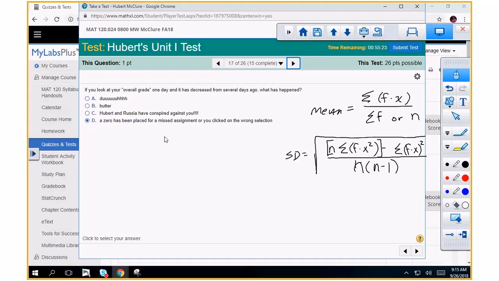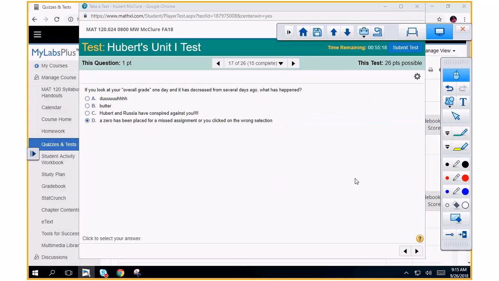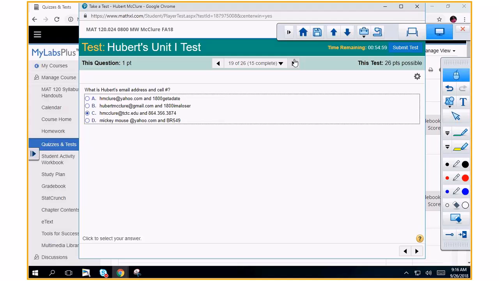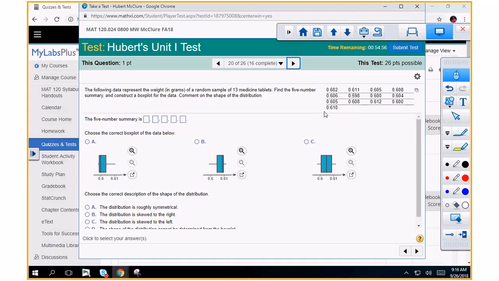If you look at your overall grade one day, and it has decreased from several days ago, I will take C, but the answer is D. In your grade book, to find a grade after all the grade assignments, you hit overall grade. That's pretty much it. What's the only email address that makes sense and the only number that makes sense? And I basically call you bad names and tell you that you should quit.